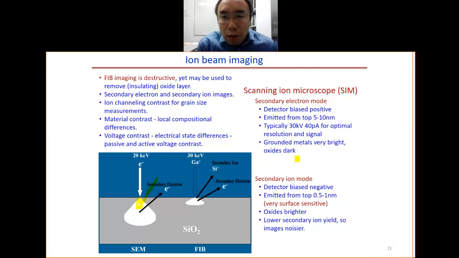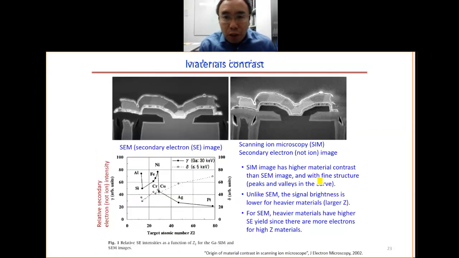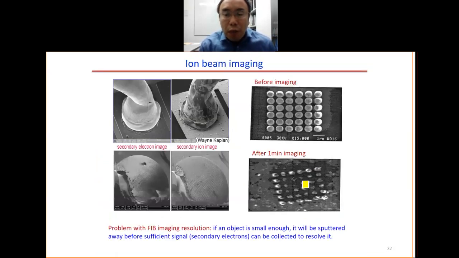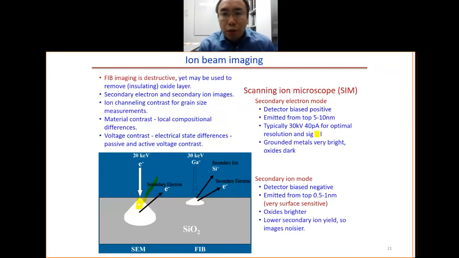Normally we use 30 keV to have very good current and very good focus, and 40 picoampere current. As I said, if the current is higher, you get higher signal, but you get more damage. So usually we use a 40 picoampere current. Ground metals are very bright, while oxide is dark. Why is oxide dark? This is because of the charging effect.